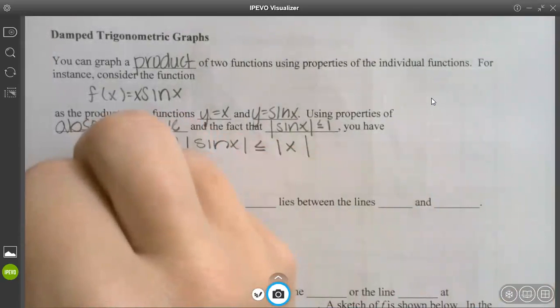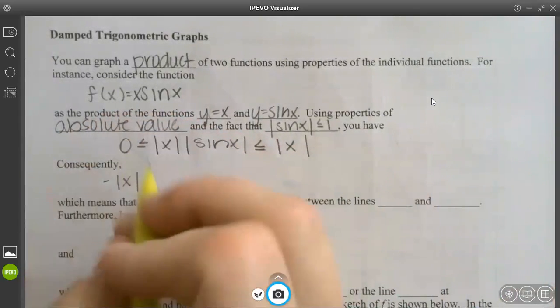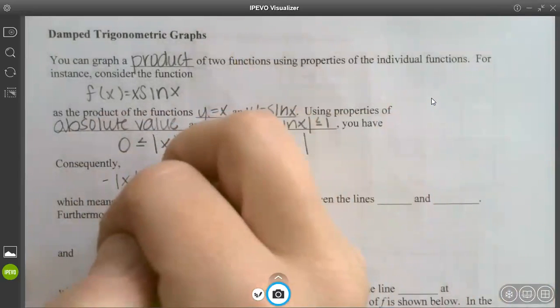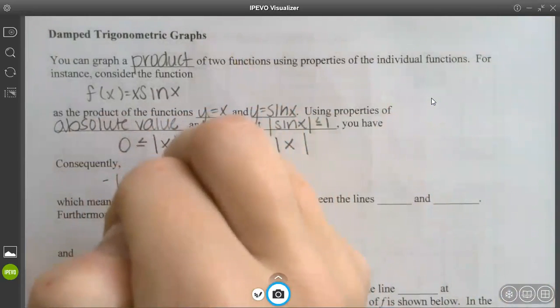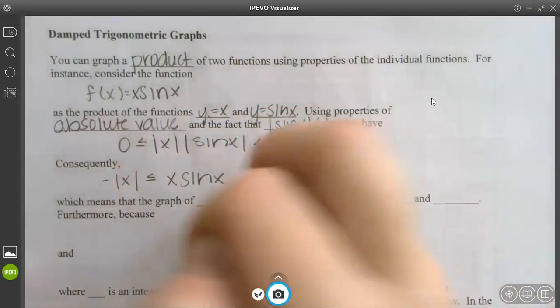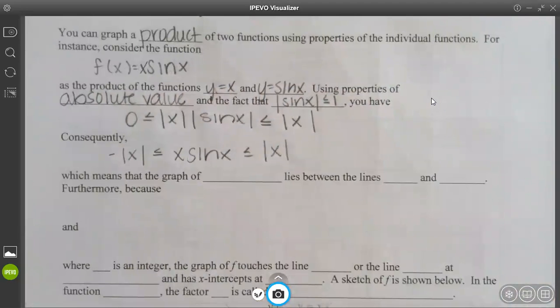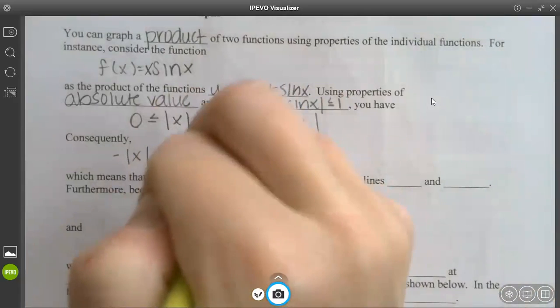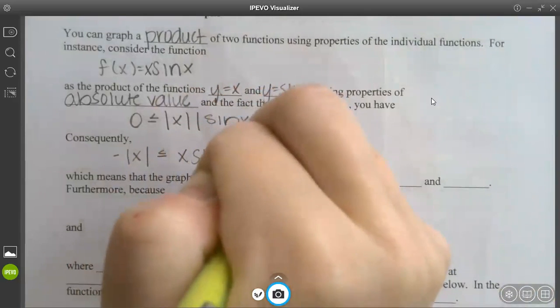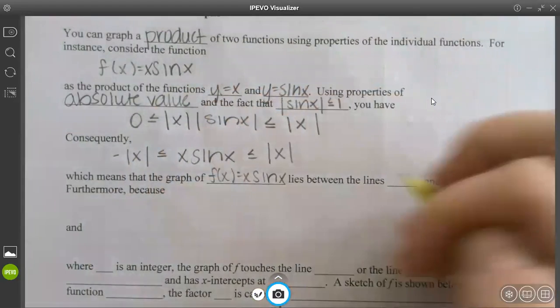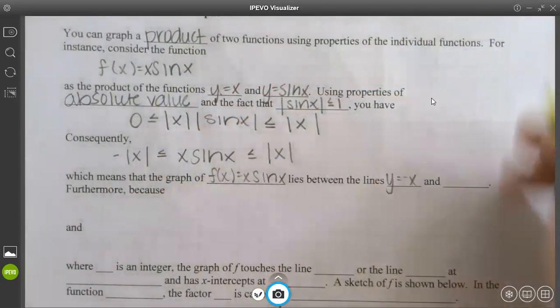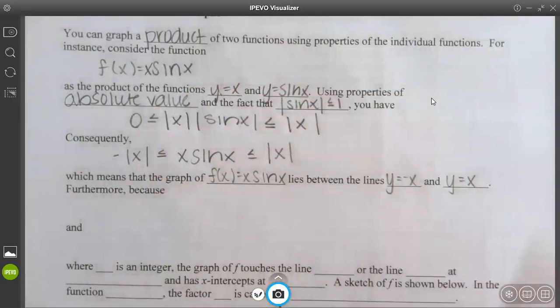Consequently, the negative absolute value of x is less than or equal to x sine x, which is less than or equal to the absolute value of x. This means that the graph of f of x equals x sine x lies between the lines y equals negative x and y equals x.